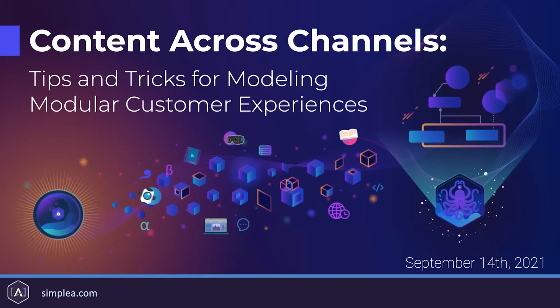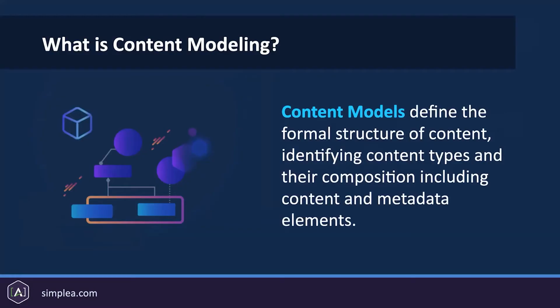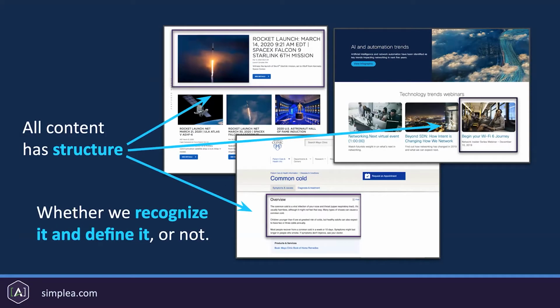We really want to talk about content models, how content works across channels based on content models. Content modeling really is the work of creating formal structures that represent content types, the elements from which those content types are composed, and the relationships of those elements to each other. The structure that's intuitive to us needs to be made explicit to machines.